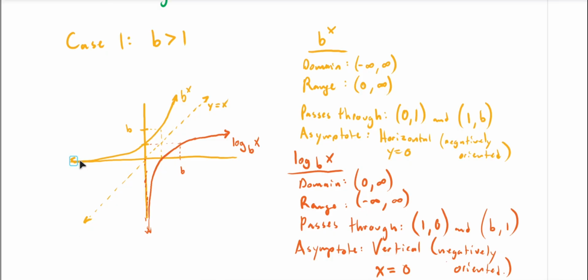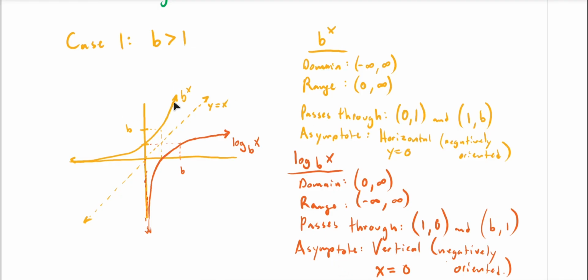As you make x larger, this makes b to the x also larger, and it shoots off exponentially as you go towards the positive direction. So likewise, the logarithmic function with base b is going to look like the reflection of this guy over the y equals x line. So let's see what that implies in terms of some of the properties of each graph.